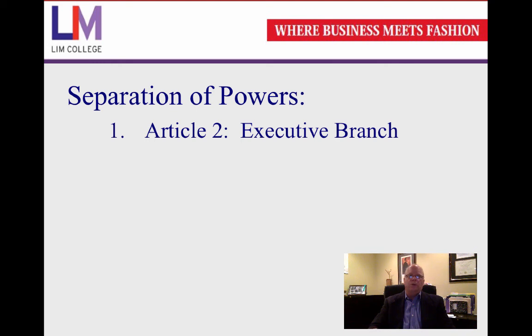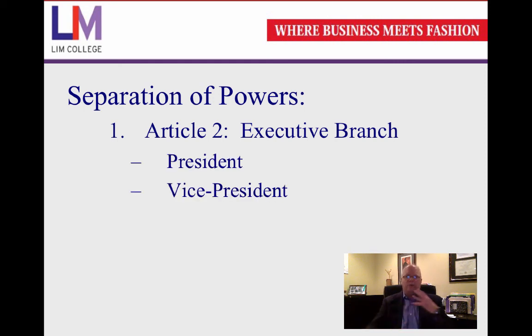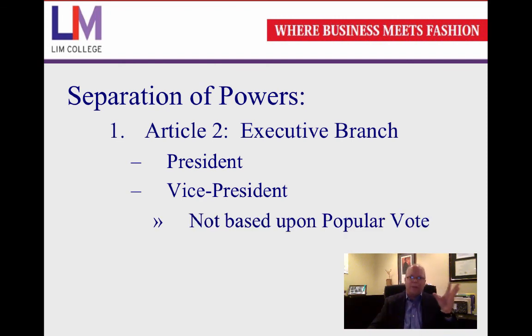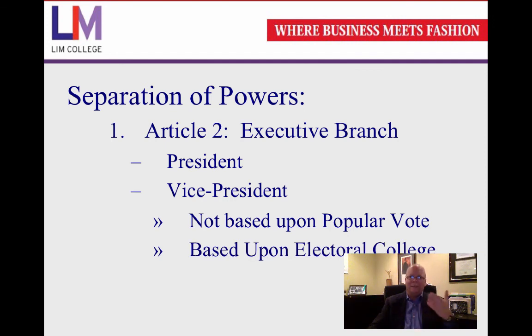Second, Article 2 under the U.S. Constitution establishes the executive branch. The executive branch is the president and the vice president. Now, how do they get to office? Well, it's not based upon popular vote. It is based upon something known as the Electoral College. Each state has so many Electoral College votes, again, based on population. So the U.S. president and the U.S. vice president are sent to the White House, not based upon popular vote, but based upon something known as the Electoral College.